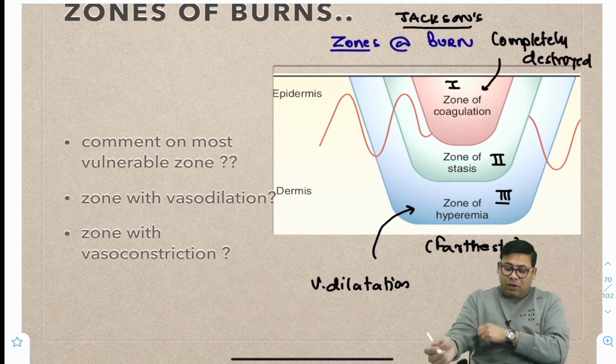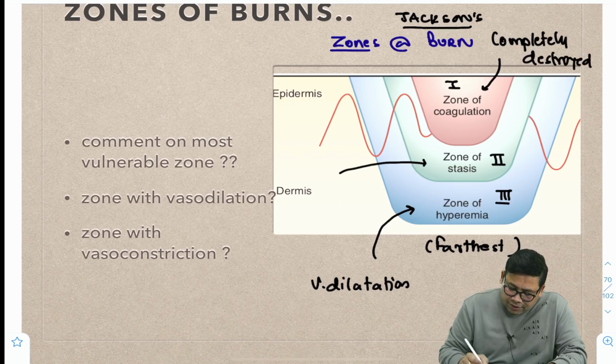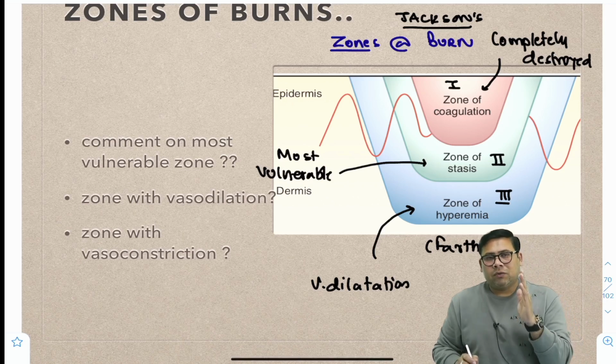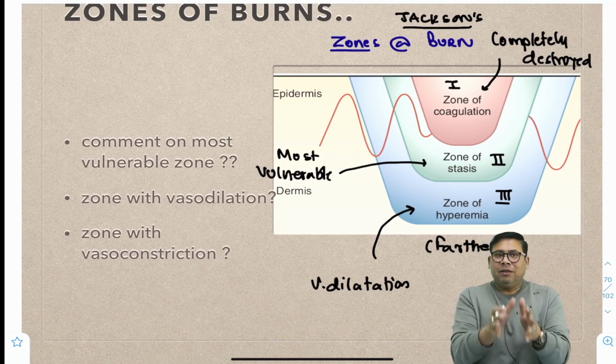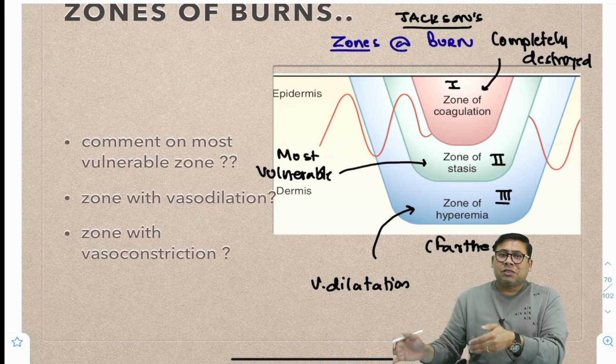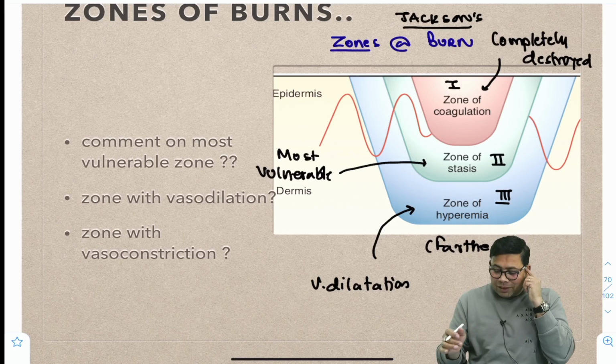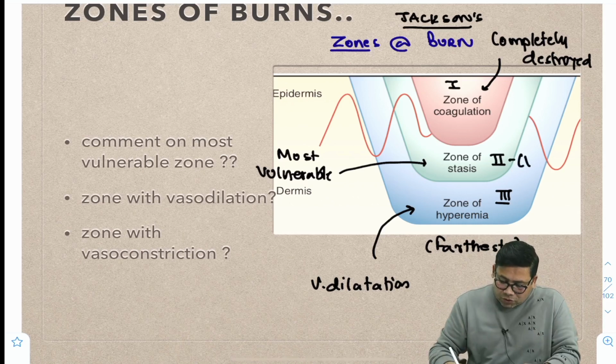And when you talk about the zone of stasis, this is the most vulnerable zone. Why is it most vulnerable? Because it is next to zone 1, and zone 1 has been completely destroyed. If you don't stop the process of burn, the burn will in no time damage this also with coagulative necrosis. So it is the zone of stasis, because of vasoconstriction.